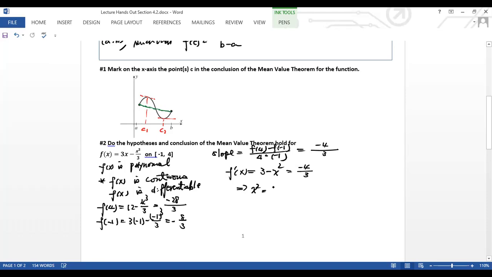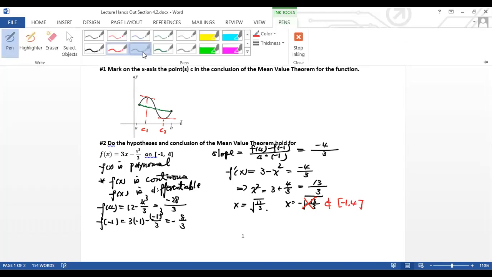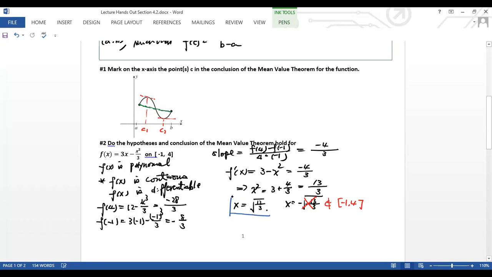So I can say x equals 3 plus 4 over 3, so it's 13 over 3. Now x will be equal to the square root of 13 over 3, or x equals the negative square root of 13 over 3. But since the negative square root of 13 over 3 does not belong to this interval, what is my final answer? I can find my c value is the square root of 13 over 3 here.